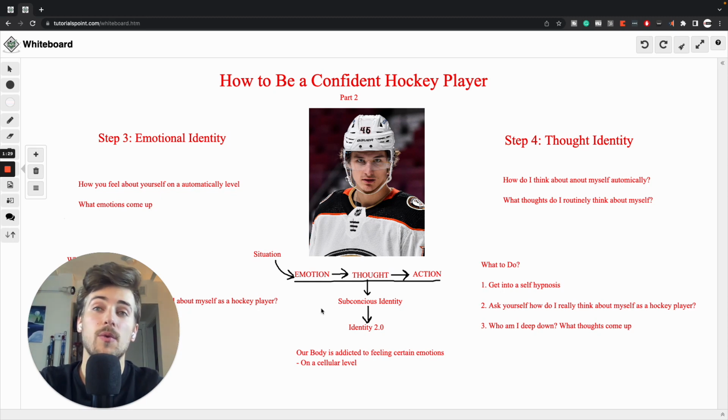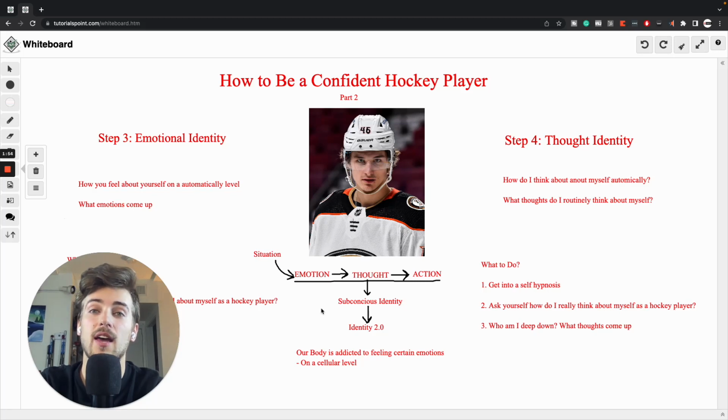So what we want to understand is that the situation, you can't always change what situation you're in on the ice. Something's going to happen. But what you do want to understand is you can rewire your emotions, your thought patterns, and your actions. Our emotions and thoughts impact our actions, and our actions impact our thoughts and our emotions. All those things kind of link together.